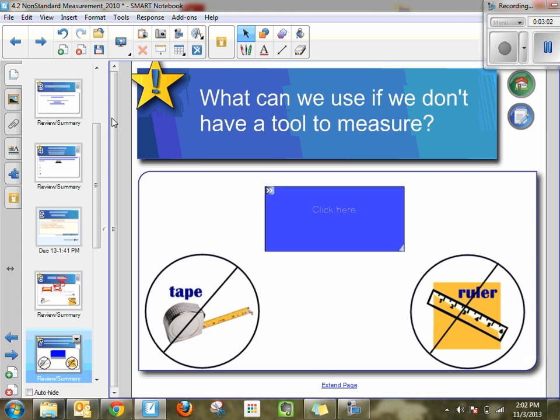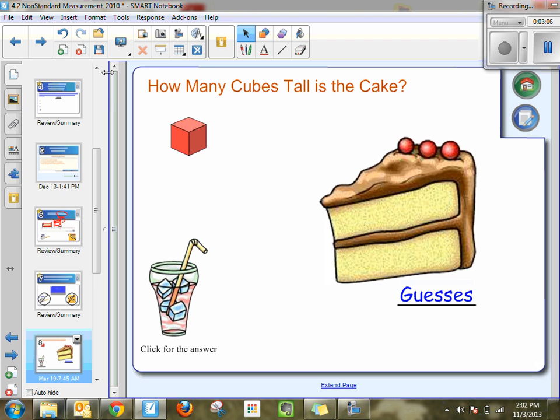So non-standard units could be really a variety of things. You can see here in this picture, what we're going to use as a non-standard unit is this cube. I could use paper clips to measure. I could use unsharpened pencils to measure. There's a lot of different things that I could use to measure that would be non-standard units. And basically what non-standard means is that it is something that is not the same no matter where you go.